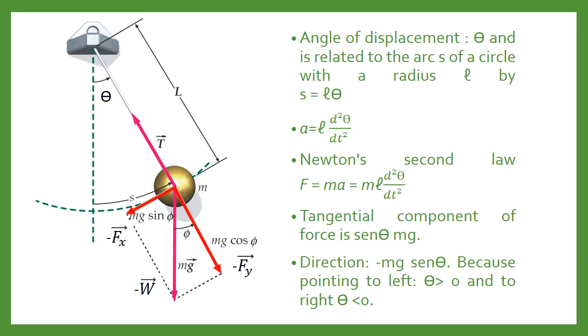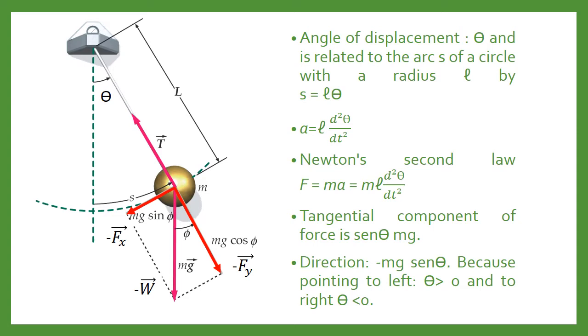In that picture, we see that the angle of displacement is theta, and this is related to the arc S of a circle with a radius L, by S equals L multiplied by theta, so the angular acceleration is this one. From Newton's second law, we obtain that the force is equal to mass multiplied by acceleration. We substitute the equations of acceleration in this one.